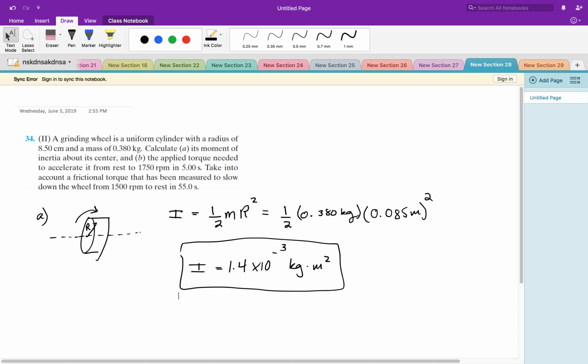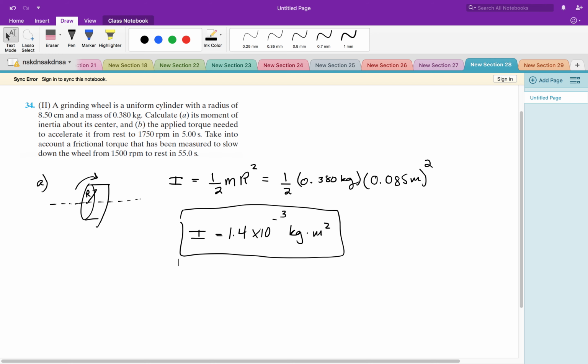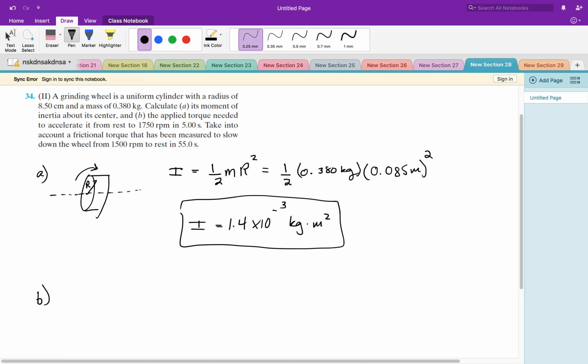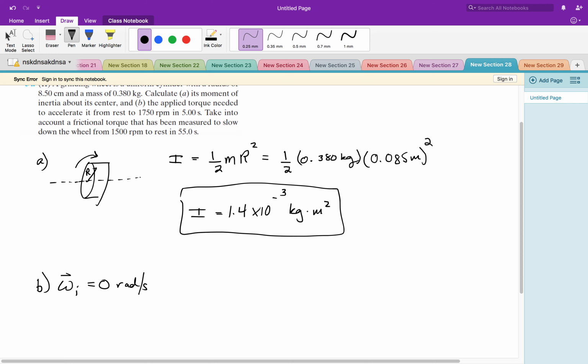Part B asks about the torque. So for Part B, they want the torque, and you're given some information here. You're told that it starts at rest, so omega initial is 0. And here we have to be in radians per second. When you're dealing with torques, it means we're going to have to deal with newtons. You definitely need to be in standard SI units, which would be radians here. So we're going to have to convert omega final.